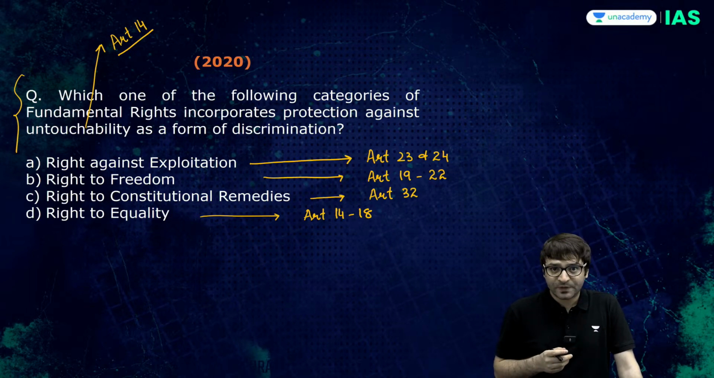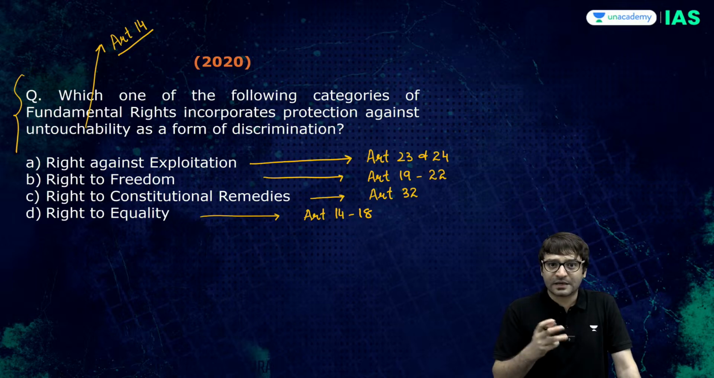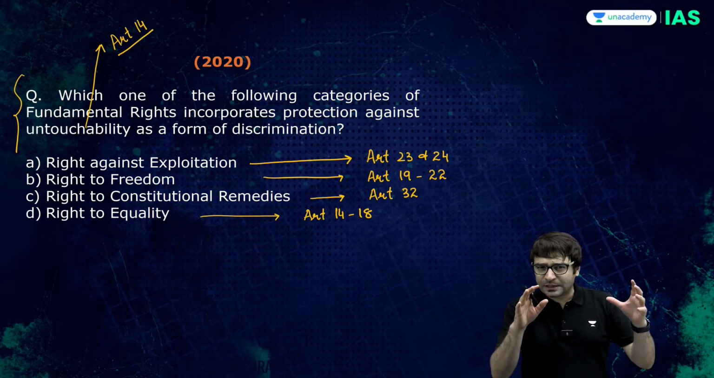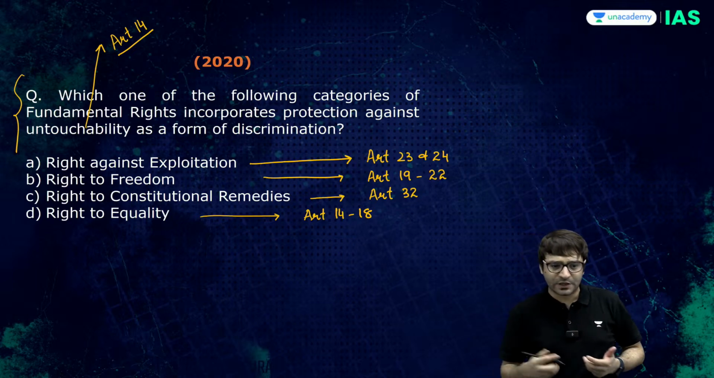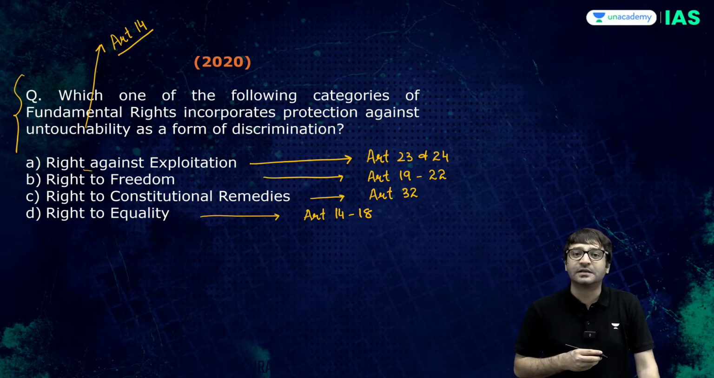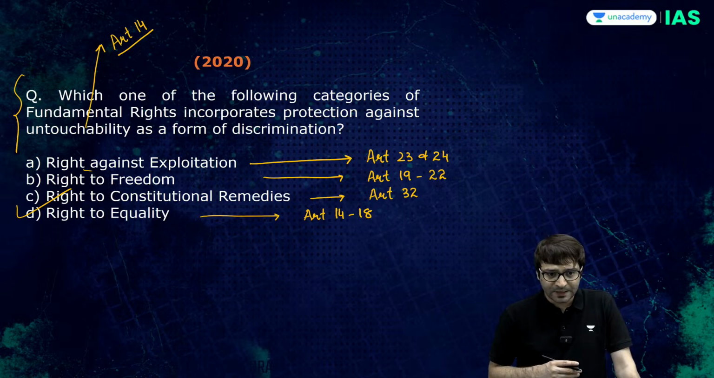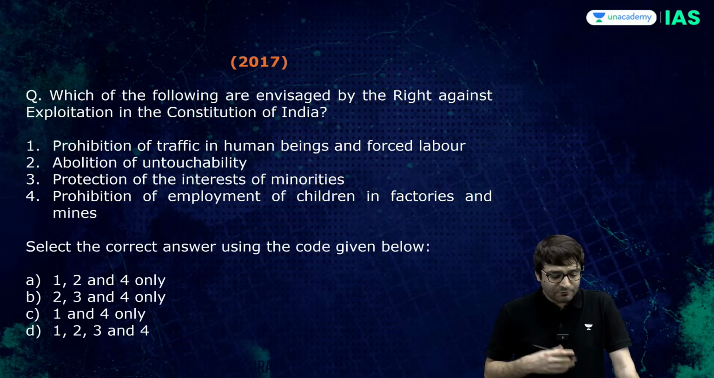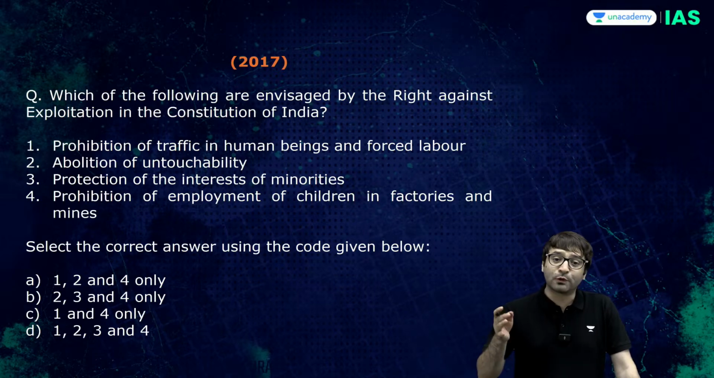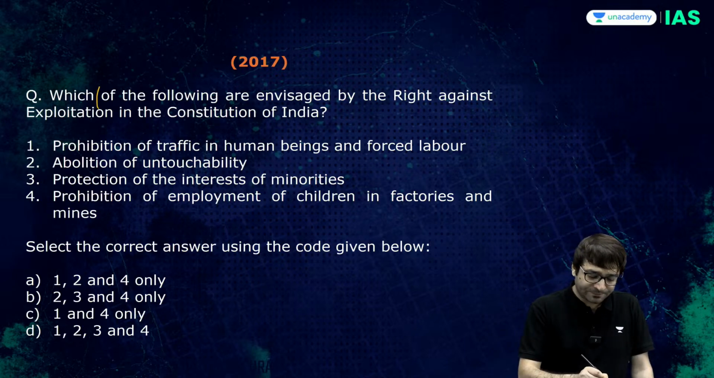Most of the students made an error while answering this question. They thought since untouchability is some form of exploitation, so it might have been covered under right against exploitation. But the answer is D, right to equality. Clear? Which of the following are envisaged, and this was the question asked in 2017, by the right against exploitation in the Constitution of India?